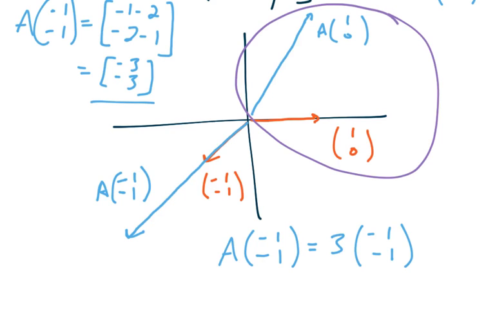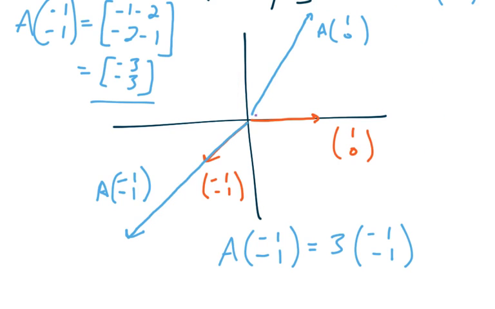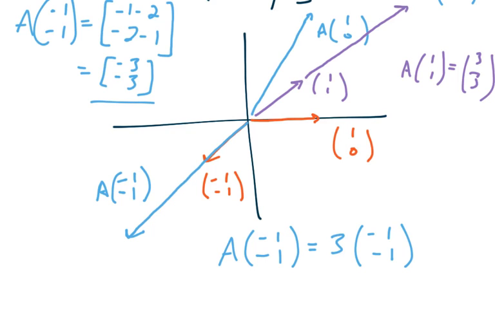Now, if we were to check 1, 1 instead of negative 1, negative 1, well, A of 1, 1 is 3, 3. It's not hard to check that. Right, so A of 1, 1 is the vector 3, 3, which looks like that. And so if you notice something here, everything that's parallel to this vector is still going to be just rescaled by A.